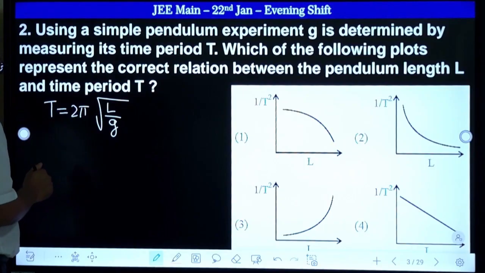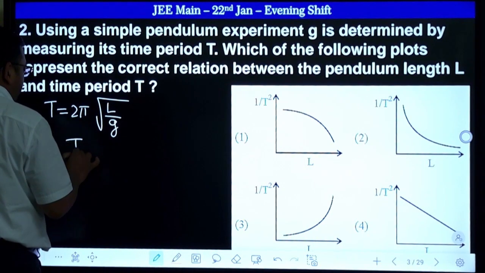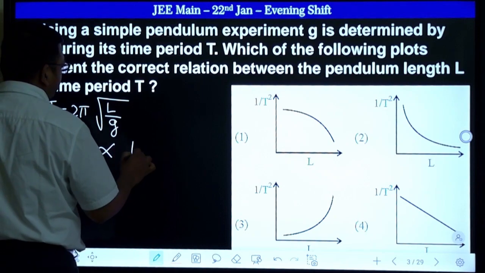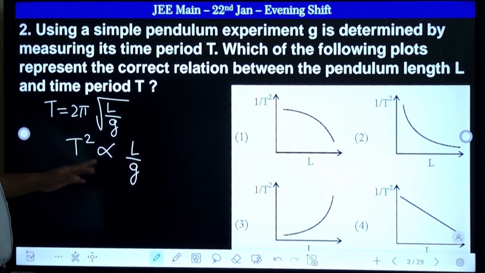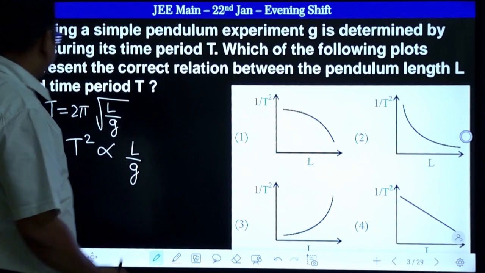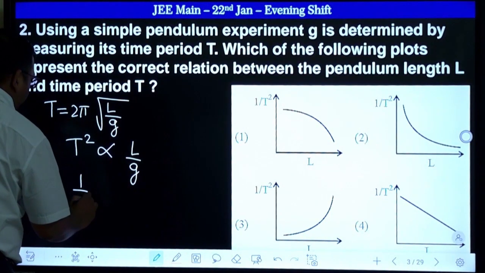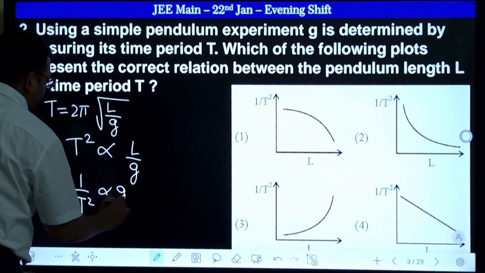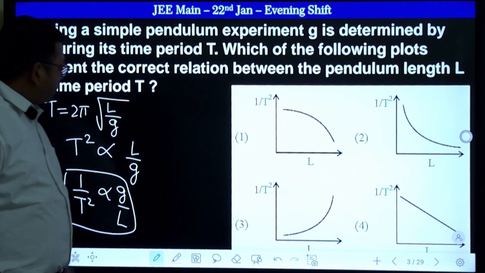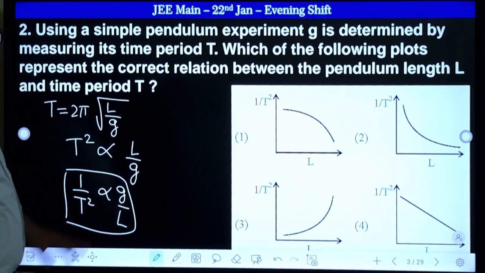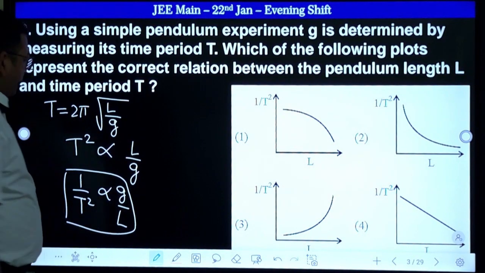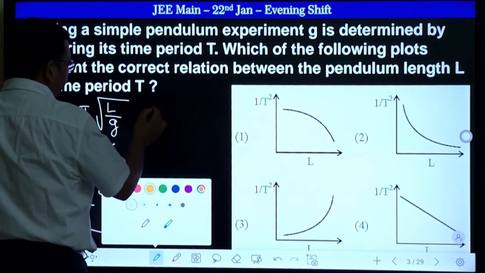Suppose if I square this and let us take proportionality. So T square is proportional to L by G, and in the graphs they are given 1 by T square. So let us take 1 by T square. So 1 by T square will be proportional to G by L, correct? Right? 1 by T square is proportional to G by L, reciprocal. So which can be the correct? 1 by T square and length. So let us get the relation between 1 by T square and length.